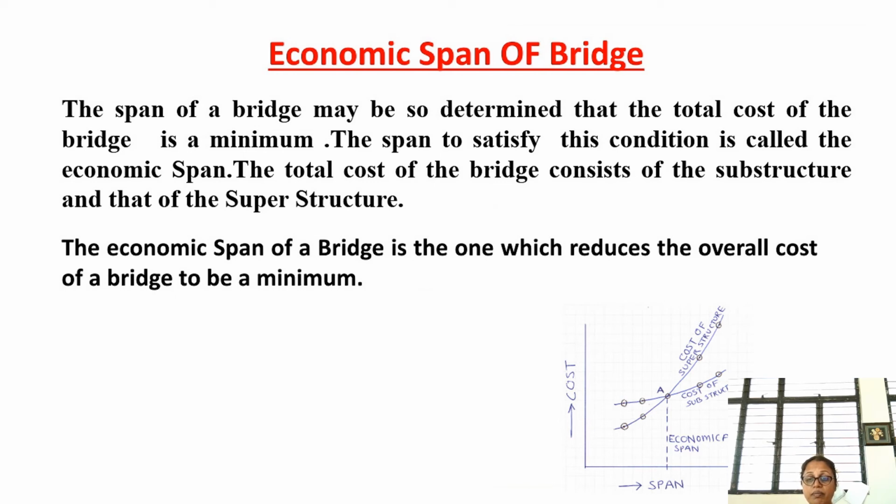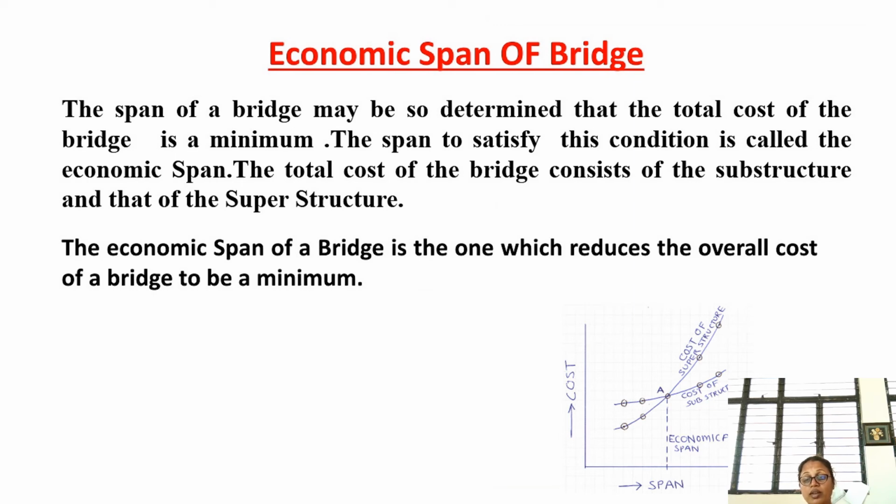Economic span means it is a span of the bridge which is determined such that the total cost of the bridge is a minimum. Economy means you are saving money. So if you determine the cost of the bridge and that is the minimum, that span whatever you are going to get will be the economic span of the bridge. So the span to satisfy this condition is called the economic span. The total cost of the bridge consists of the substructure and that of the superstructure. So the economic span of a bridge is such that it reduces the overall cost of the bridge to a minimum.